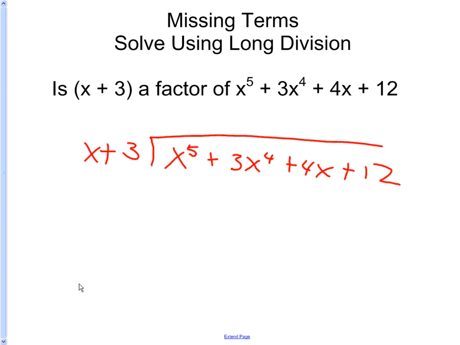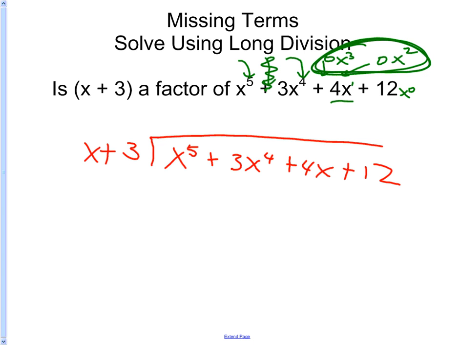I think a few hands went up with more confidence. Yes, it is missing 2 terms right in there. It's got an x to the 5th. It's got an x to the 4th. What it doesn't have is an x to the 3rd. There's 0 x to the 3rds. And it also doesn't have an x to the 2nd. So there's 0 x to the 2nd. And there is an x to the 1st, and there is an x to the 0. So these are the 2 missing terms.